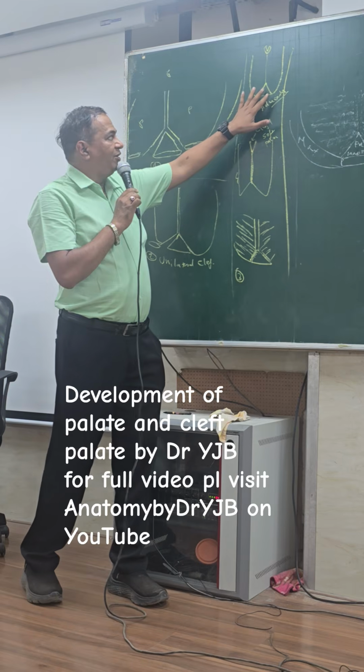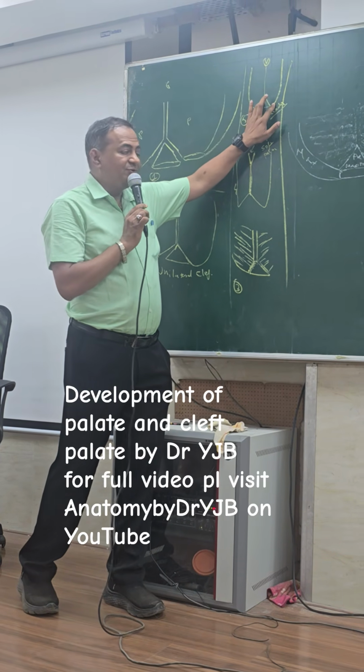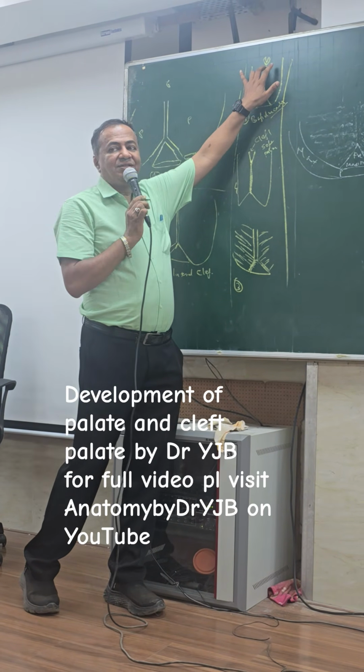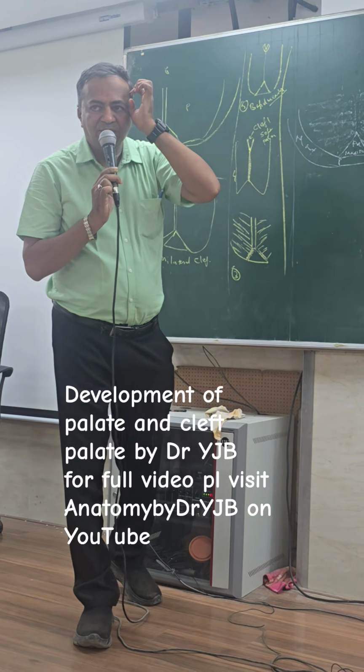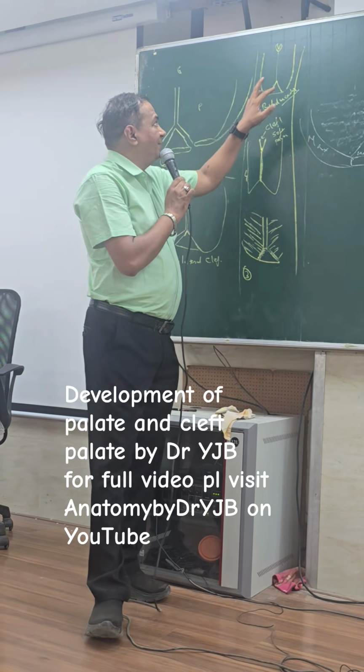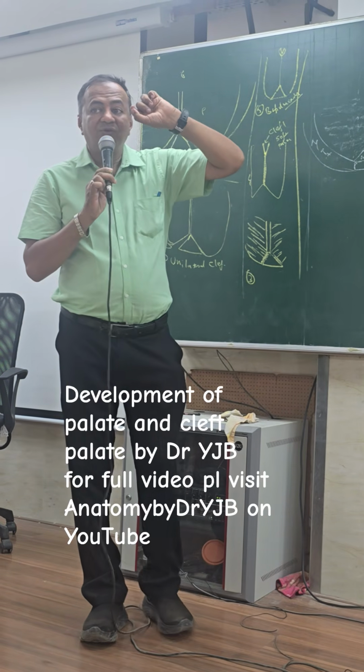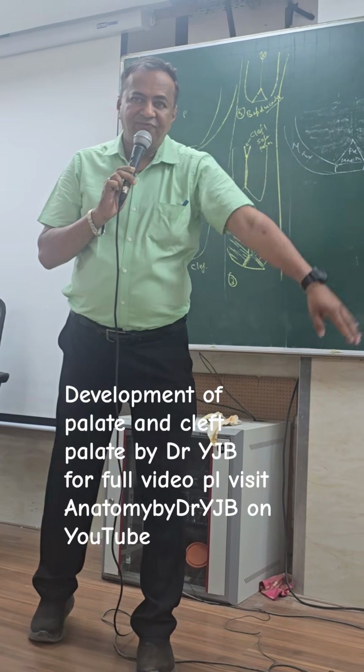Last possibility is that all the fusion happens. Anteriorly there is fusion, in the midline there is fusion, but at the posterior-most tip the fusion between the two palatine processes of maxilla does not happen, and this leads to cleft uvula. So these are the 5 possibilities.